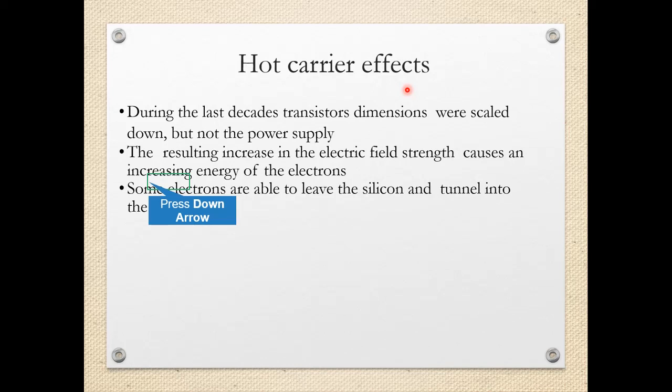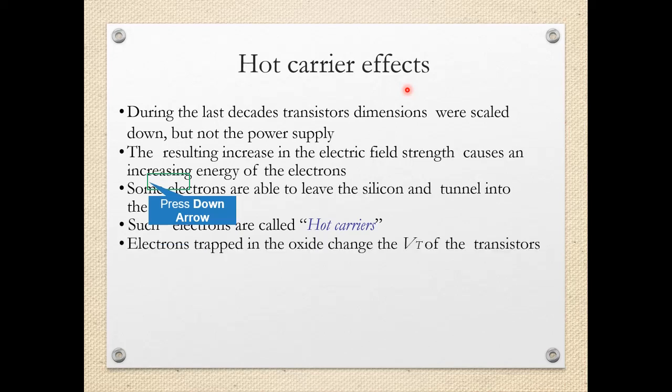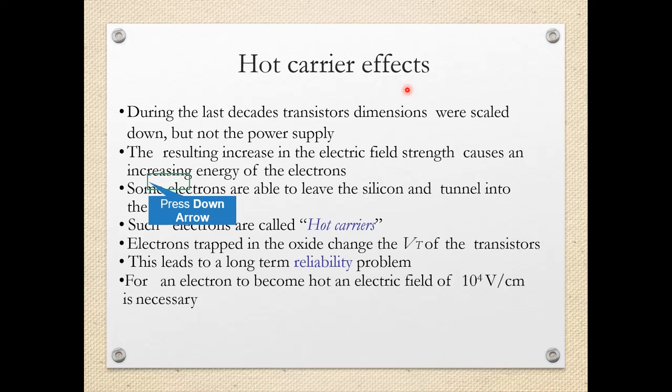Some electrons are able to leave the silicon and tunnel into the gate oxide. This is the effect of that high electric field strength. Such electrons are called hot carriers because they are excited, they have more energy. Electrons trapped in the oxide change the VT of the transistor, that is the threshold voltage is changed because of this, and this leads to a long-term reliability problem. So the operation will not be reliable, the device may get damaged at any time.